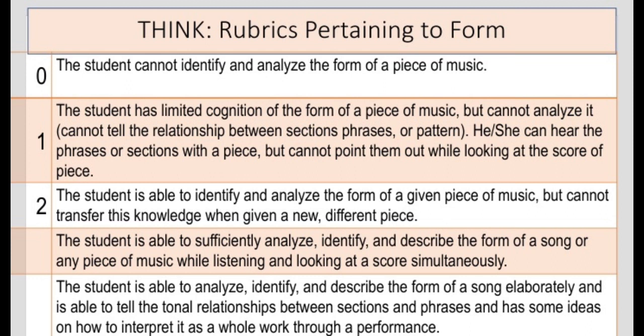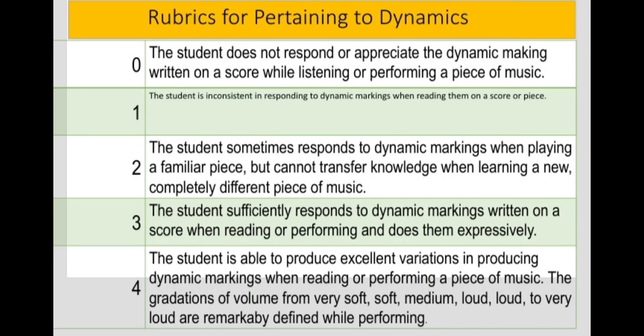Then 4, ang score ng student if she or he is able to analyze, identify, and describe the form of a song elaborately and is able to tell the tonal relationships between sections and phrases and has some ideas on how to interpret it as a whole work through a performance. That's how you score your students pertaining to form. Now, let's proceed to rubrics pertaining to dynamics.